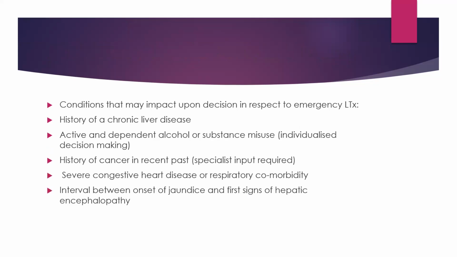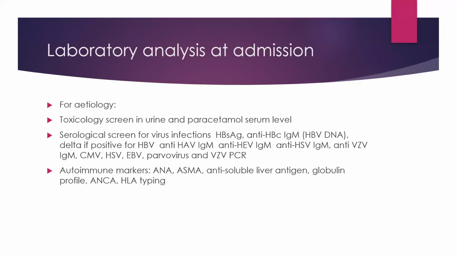Conditions that may impact the decision with respect to emergency liver transplantation, like whether there is a history of chronic liver disease or not, active and dependent alcohol or substance abuse, or any history of cancer in the recent past, severe congestive heart disease or respiratory comorbidities, and the interval between the onset of jaundice and the first sign of hepatic encephalopathy.